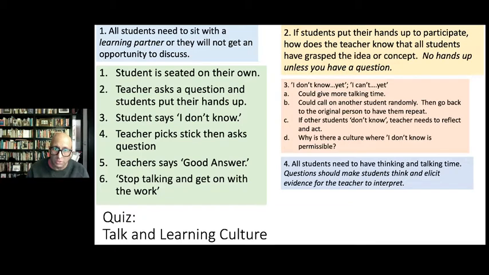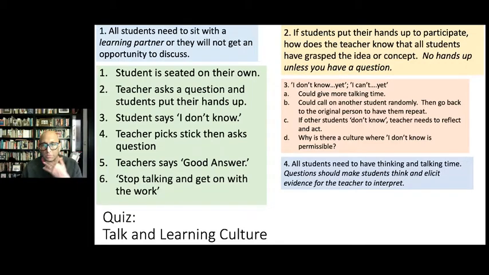The point of a question is to make all students think and to elicit evidence for the teacher to interpret. And remember that as the core reasoning or theory behind the practice. If you understand the theory, the practice will follow. If you think of it as a technique, there are all these little bumps you're going to hit.